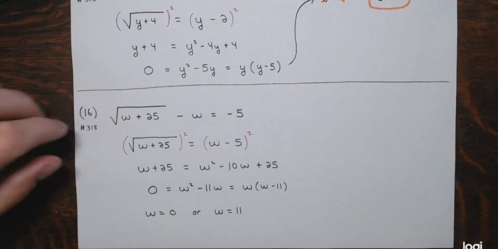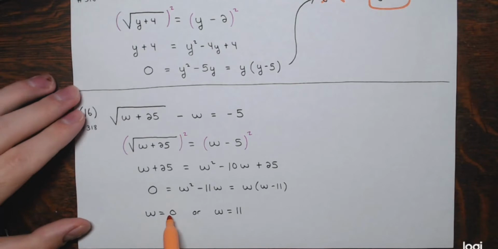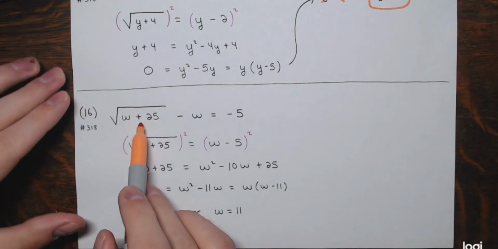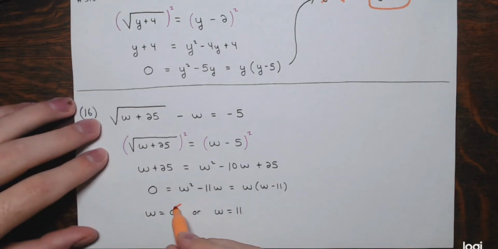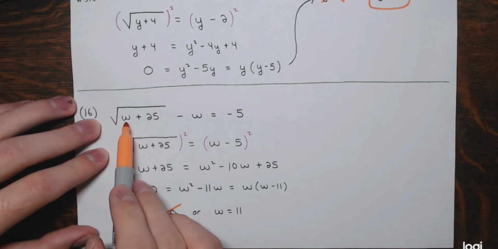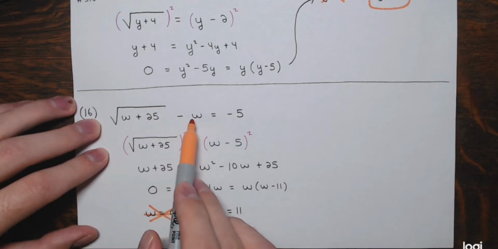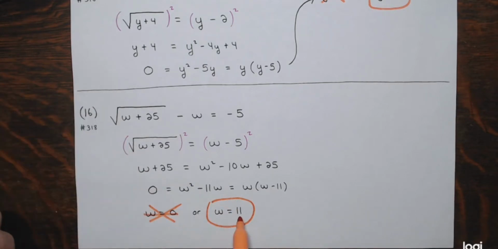Alright, now let's check them. Well, 0 doesn't work. If I put in 0, we have the square root of 25, which is 5, minus 0 is 5. We have 5 on the left, negative 5 on the right. So that doesn't work. Alright, get rid of it. It's extraneous. Now w equals 11 does work. You'd have the square root of 36, which is 6, minus 11 would be negative 5. You'd have negative 5 equals negative 5, and that's the only one that works. Right? So 0, no good, 11 is good. Okay, great.